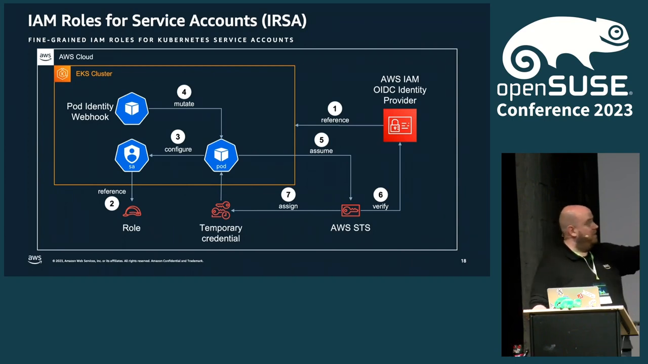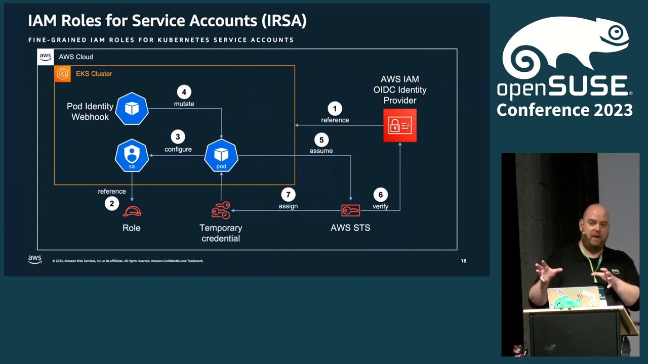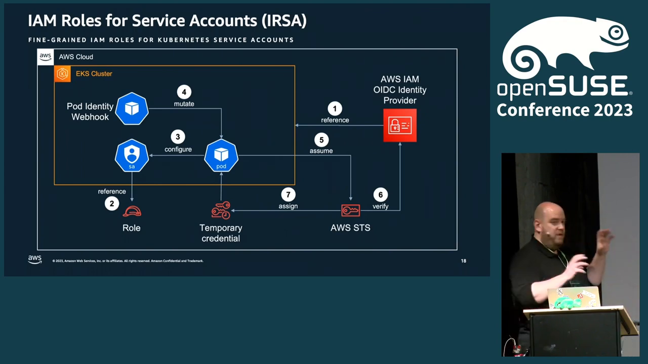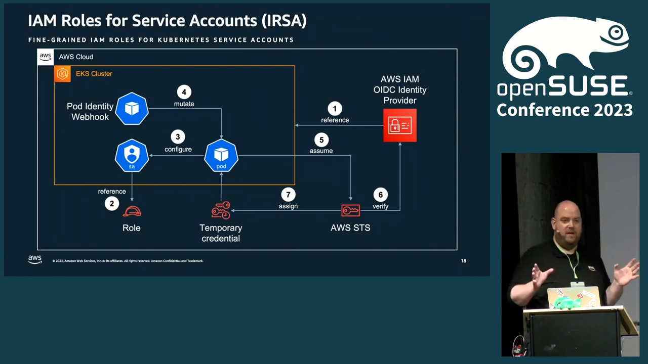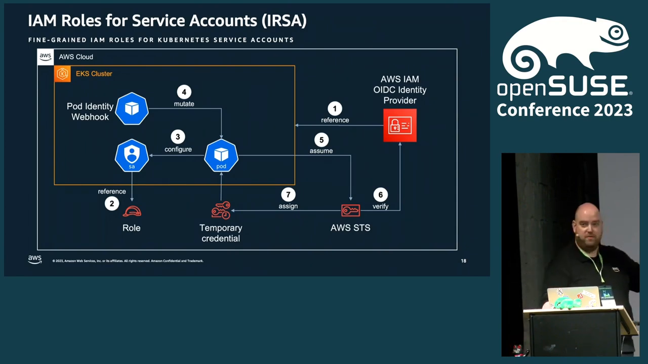In step five, the pod is now at a point where it actually needs permissions. So it assumes the specified IAM role and connects to the AWS Security Token Service. AWS STS verifies if that request is valid, so is the reference there, is a role assigned, and stuff like that, with the AWS IAM service. And then it goes back and assigns temporary credentials. And with these temporary credentials, I can then start using AWS services or interacting with AWS services from inside my pod. The thing is, it's really limited to that pod with that service account and no one else. And I don't need hard-coded credentials or something. It just works.